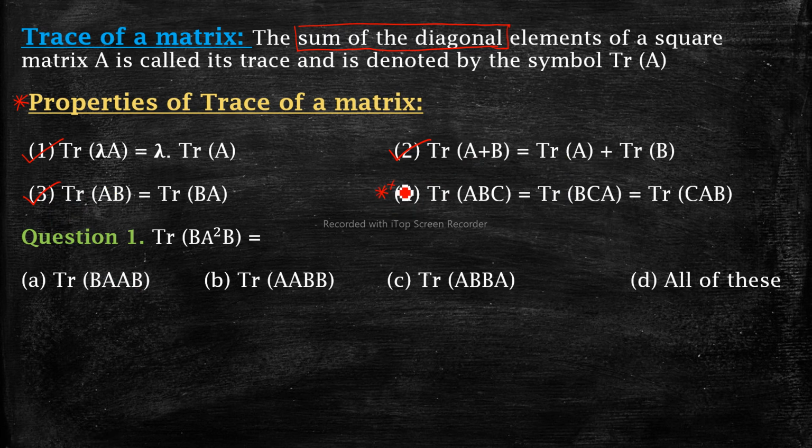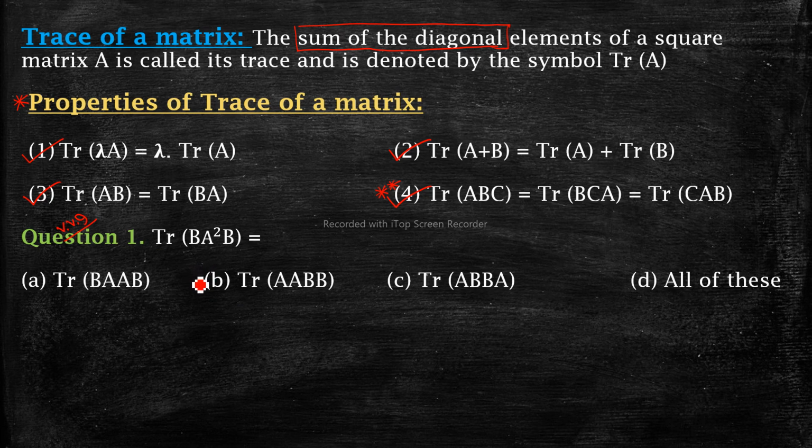Fourth property is very important. You have to maintain the sequence. Trace ABC equals trace BCA equals trace CAB. One question you can see over there, a very important question. How will the question from trace come? Trace given BA square B. Which of the following is correct?